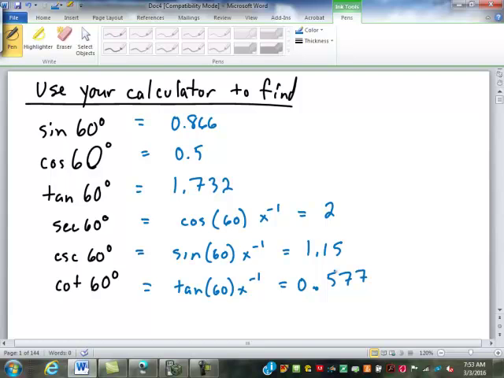Now, I'll give you guys a second to make sure your calculators come up with those, that you know how to enter those. Richard, I think yours was a little bit different. Did you get yours to work? I got the secant working on the next. Okay. Cosecant.